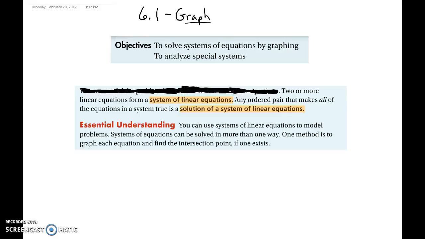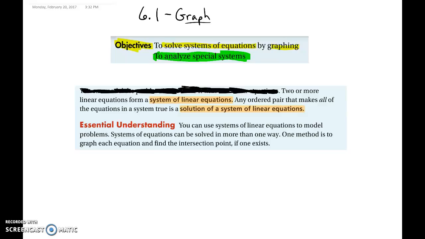All right, so our goals or objectives for today, what we want to accomplish in these videos, is to solve systems of equations by graphing. All right, that's the first one. That's what this first video is going to be about. And then in the second video, we're going to analyze special systems. There's certain times where systems can have all real numbers or infinitely many solutions, and there's times where they can have no solutions, and we're going to analyze those as well.